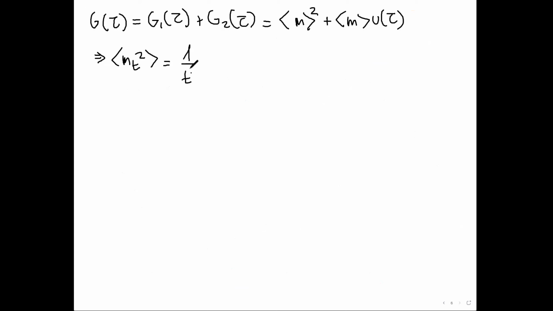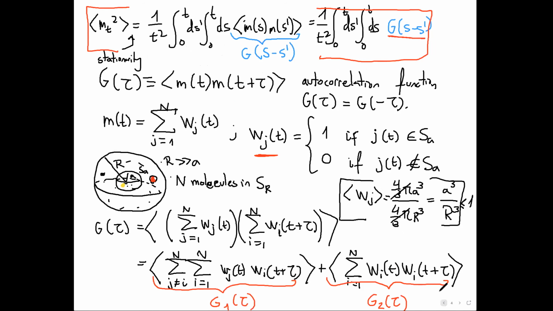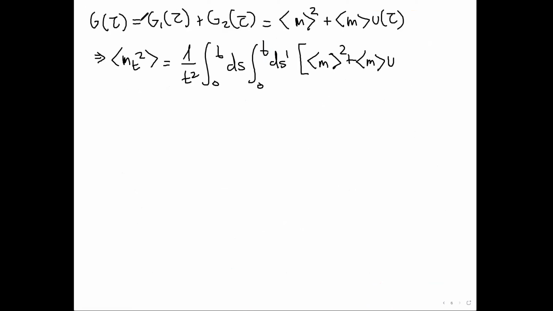It is 1 over t squared, integral 0 to t ds, integral 0 to t ds prime. And now we have this correlation function, which is m average squared plus m average times u. Remember, if you trace back, here we had u evaluated at s minus s prime. I'm explaining how to calculate the correlation function for any tau; then you just have to replace tau by s minus s prime.